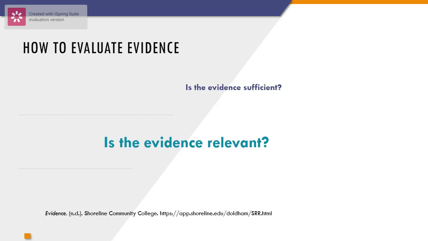Another thing that you can check about the evidence is if the evidence presented is relevant. Is it really about the claim that the author wants to prove, or did they go off on a tangent, meaning the provided facts don't have anything to do with the claim?